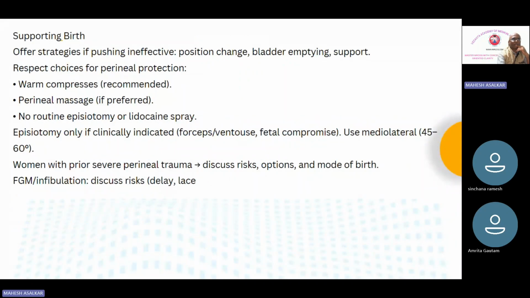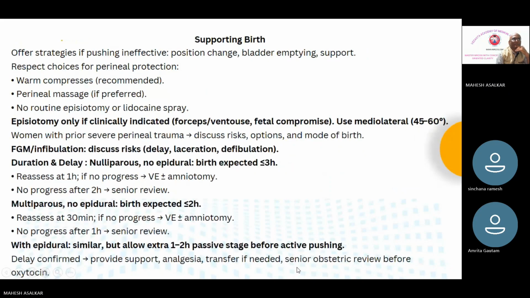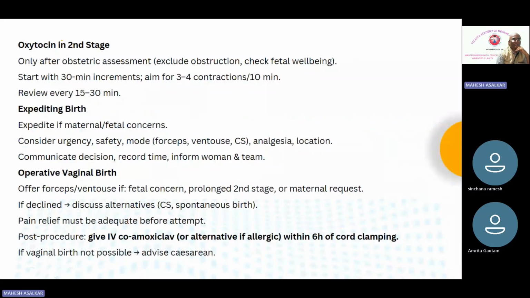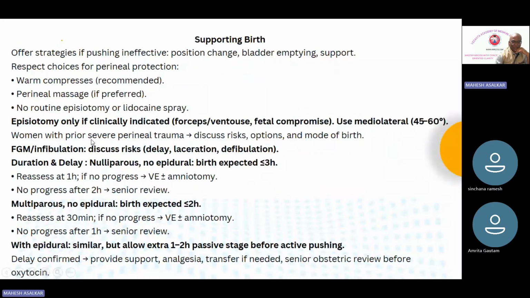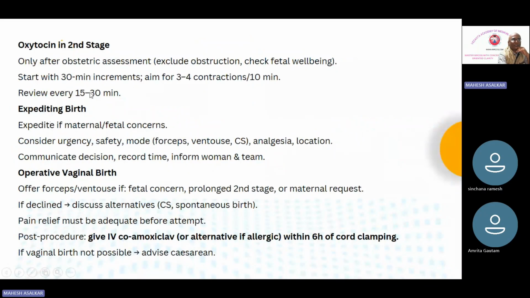Okay. These warm compresses we have seen. In the second stage, this is the same as what we have seen up till now. Oxytocin in the second stage. Start with 30-minute increments. Aim for 3 to 4 contractions every 10 minutes and review every 15 to 30 minutes.